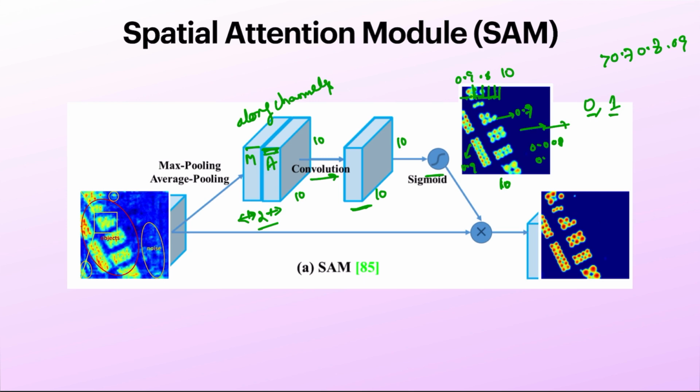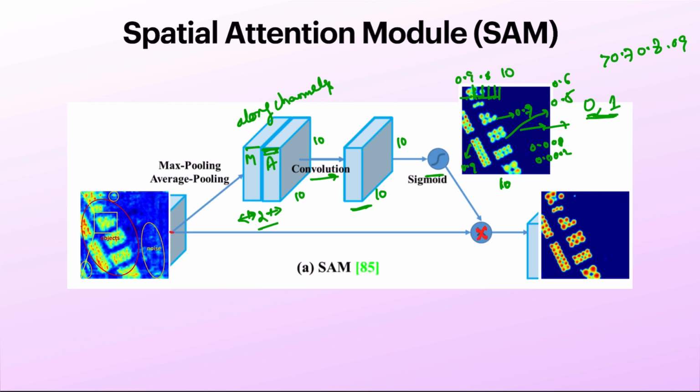Okay, 0.0002 or something like that. Whereas when you have these little shades of yellow, then you have something like 0.5 or 0.6. So you get the high level idea, right? So basically this is the sigmoid output. Every value will be between 0 and 1, so it's kind of a weightage. Now you are multiplying this with your original feature map.